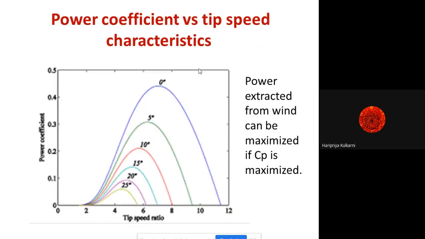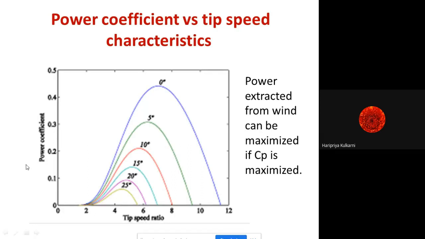The next is power coefficient versus the tip speed characteristics. So power coefficient is a reflection of the power extraction. Better the power coefficient, better the power extraction. So power extracted from the wind can be maximized if Cp is maximized. Cp is the power coefficient. We already have seen the definition. So better the Cp, better the power extraction.